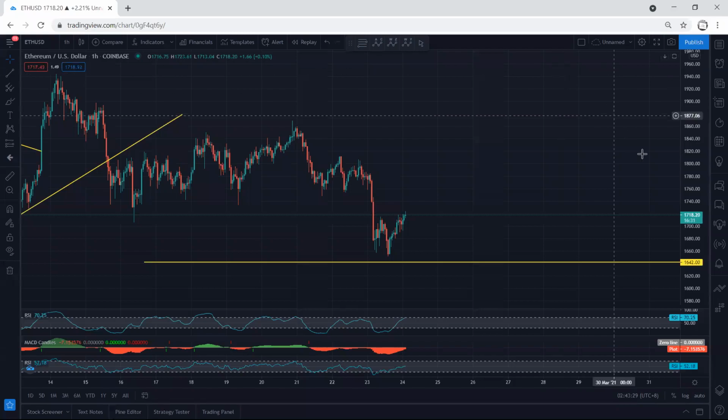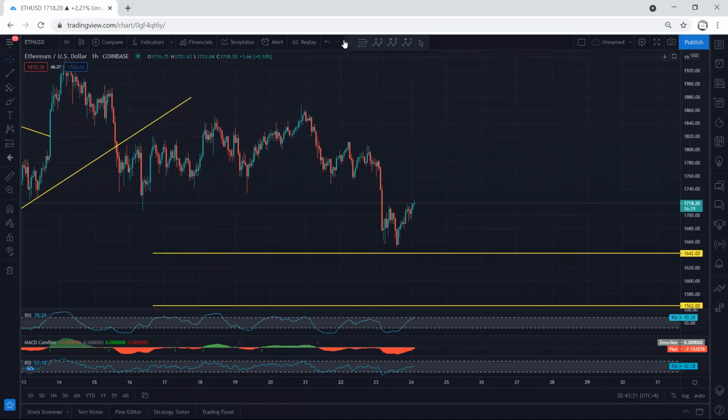ETH, we start with the 1 hour chart. Okay, if we refer to our analysis, we have been looking for this down move, and this is what we get. We expected the price to drop to 1642. Price couldn't take it, but got almost near to what we expected.